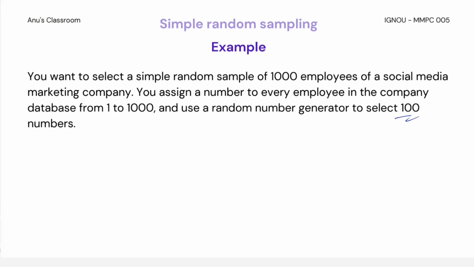For that also, we have two different types. In one, if a number comes once, we do not consider any later occurrences of that same number. Or we can keep on taking the same sample again and again. So there are two different ways in that also.